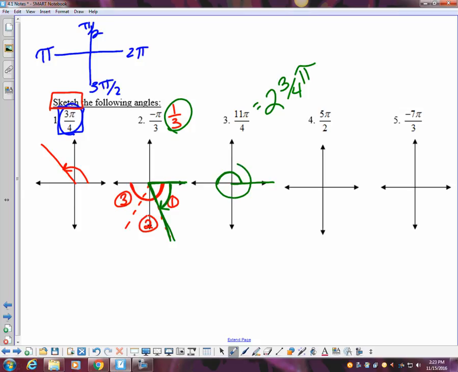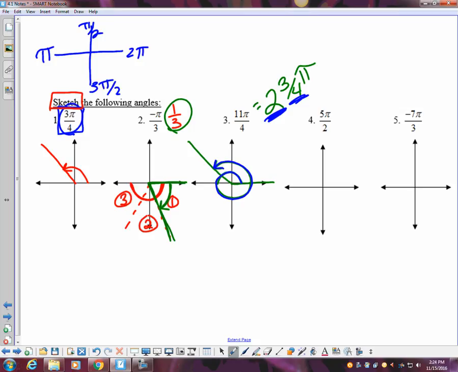So I want 3/4 of the next pi. And you have to have the snail looking thing because you have to show me I had 2 full pi's and then I had 3/4 of another pi. So here we go again. 1, 2, and then 3/4 of the next one.